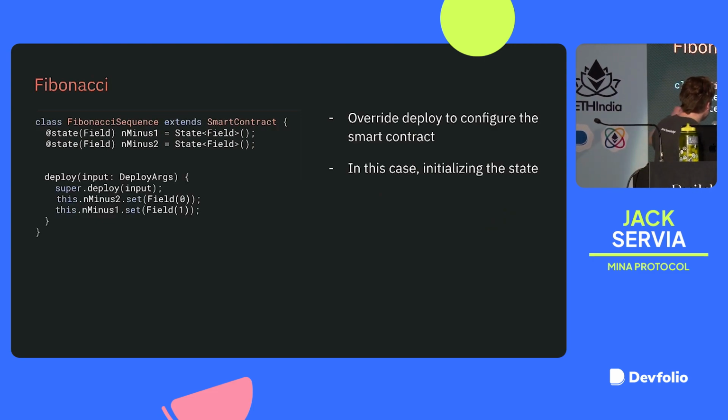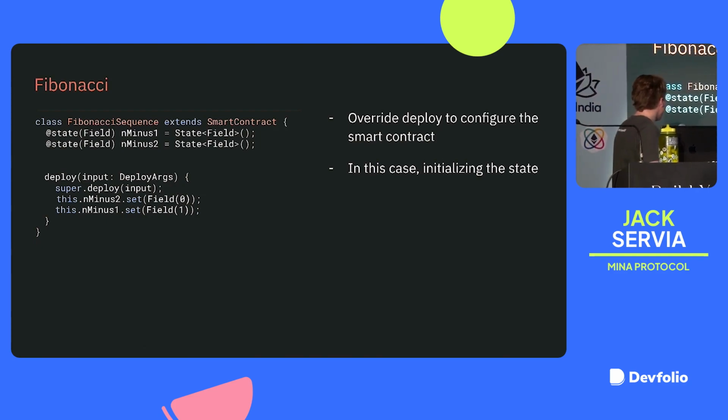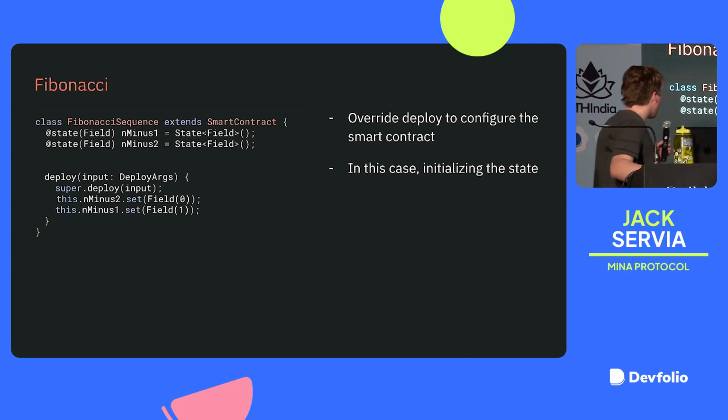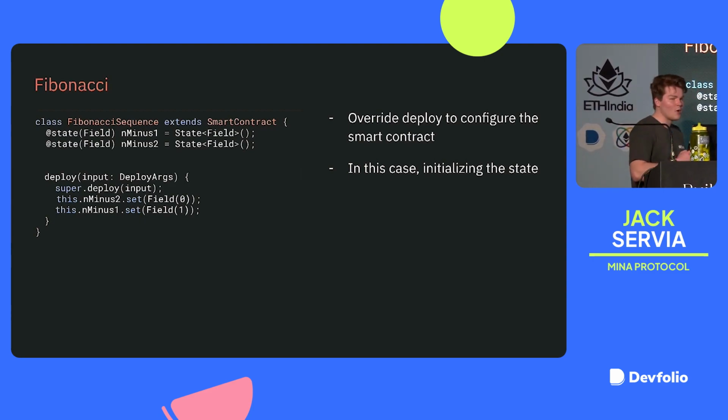The next thing that we're going to do is we're going to override this deploy method. So this deploy method is a method that's run when the smart contract is deployed. It's kind of like the constructor, or like if you have a truffle file, it's the JavaScript chunk that deploys your contract. So in this case, we're going to pass in some things from basically our deploy tool. And then we're also going to set n-1 and n-2 to their initial values. And so we're going to set n-2 to a field element of value 0, and n-1 to a field element of value 1. And so now, when the smart contract is deployed, we know that these values will be initialized to 0 and 1 respectively.